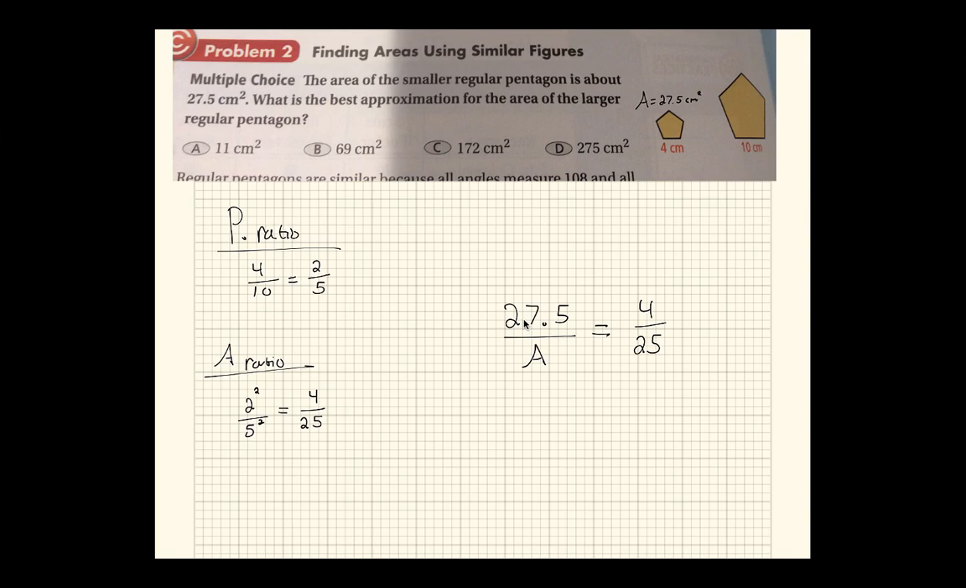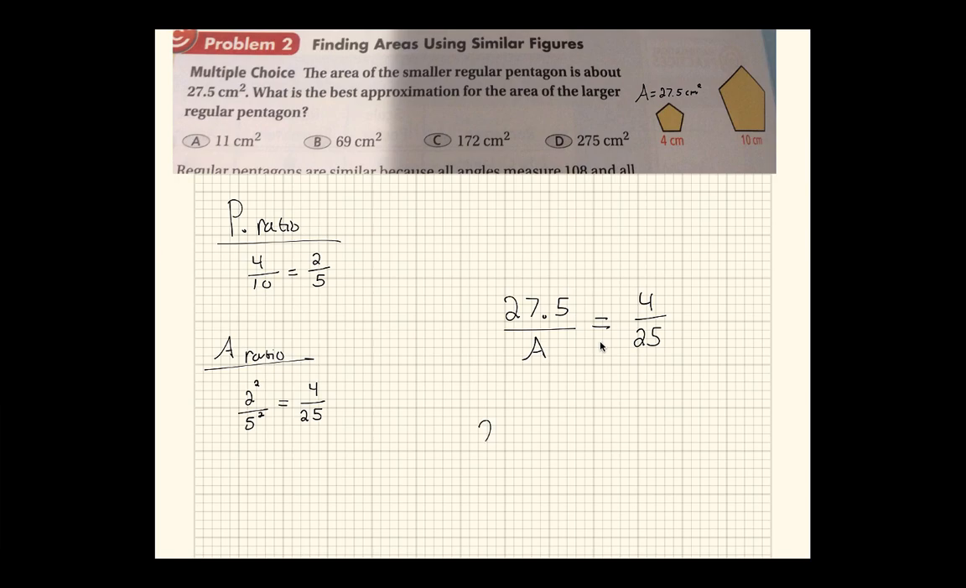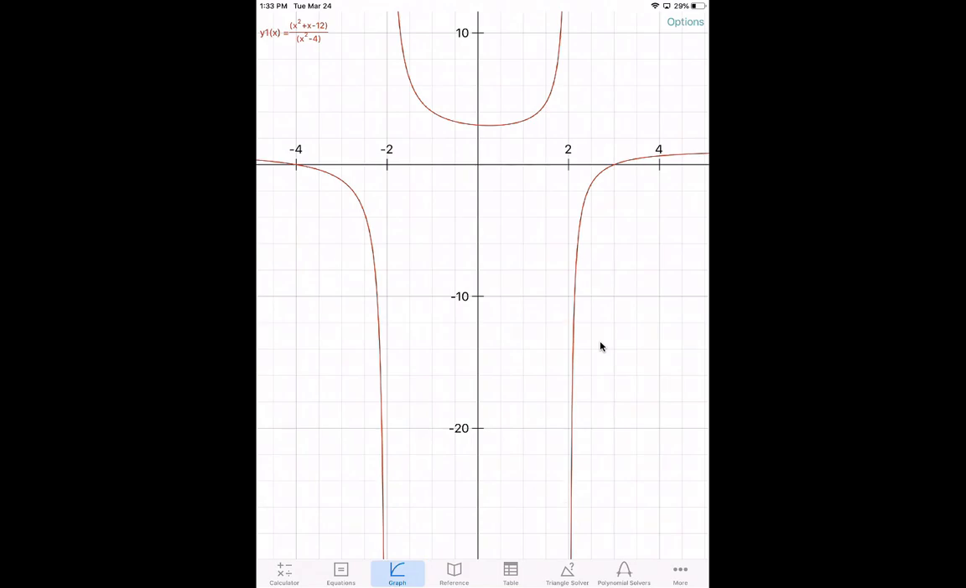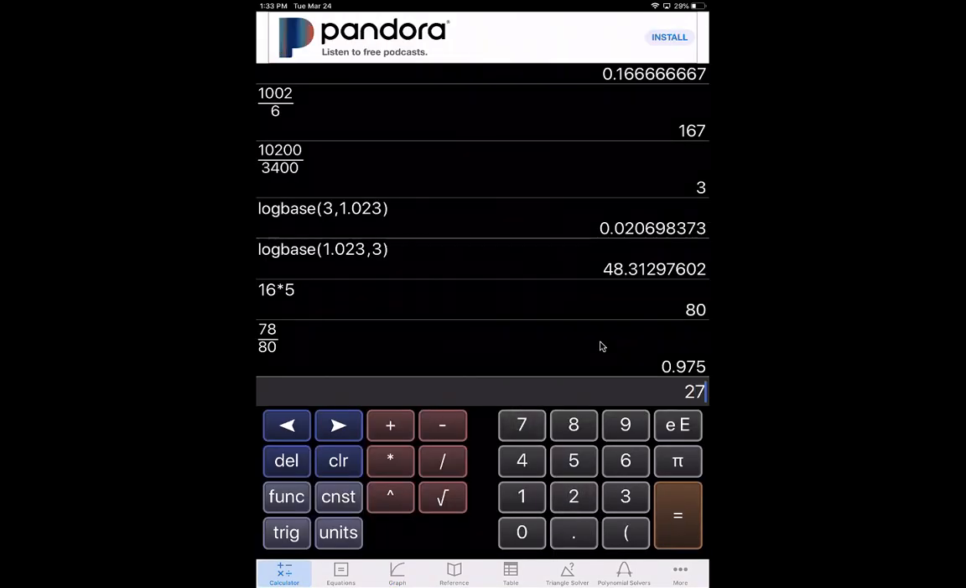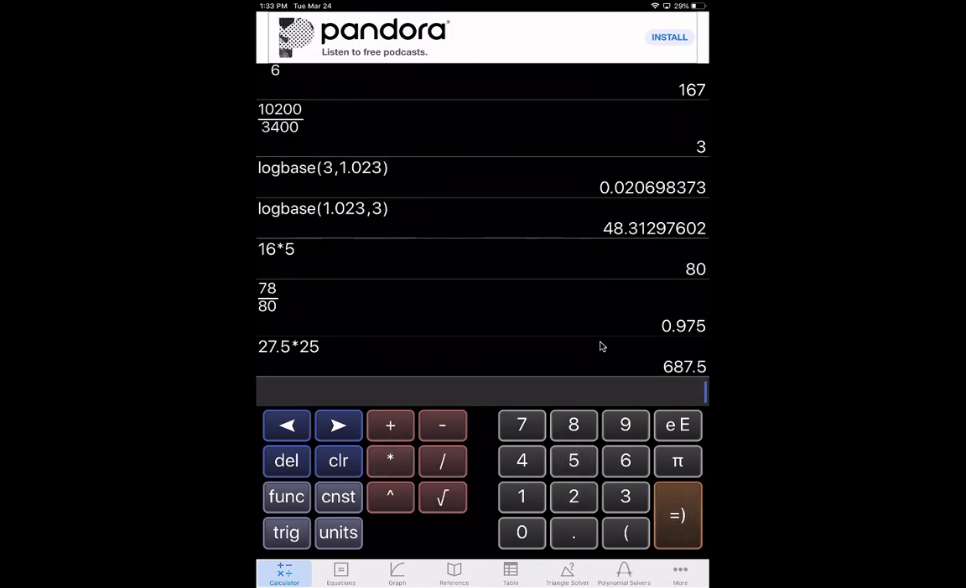when you're setting up your proportion. So again, 27.5 to the area of the larger figure is the same as my area ratio, which is 4 to 25. And recall we can solve a proportion by cross multiplying. So we have 27.5 times 25 equals 4a. Let's do 27.5 times 25. I have 687.5.